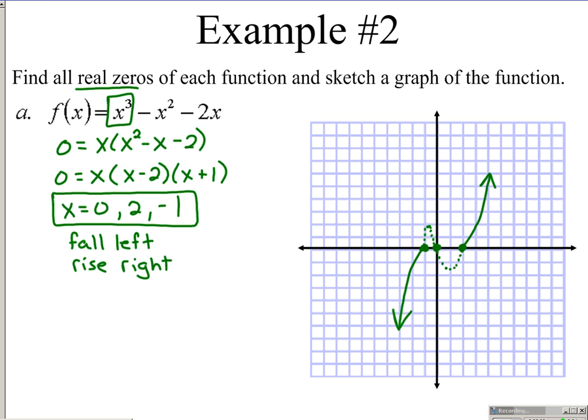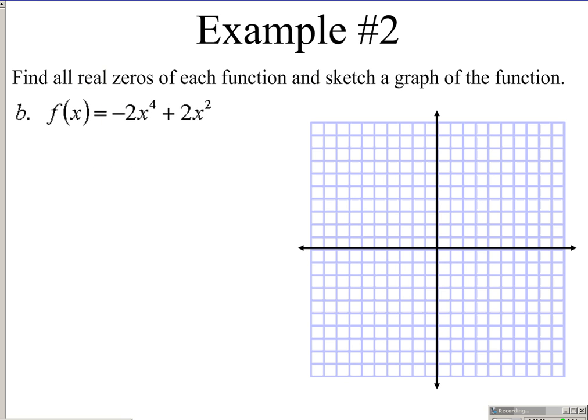So the only thing that isn't accurate here in our graph is the dotted portions in the middle. We know that this goes up here between negative 1 and 0. We don't know how high. We know it comes back down through 0, and we don't know how low it gets here between 0 and 2, but we know that that is going to be the general shape of our graph, and that's all that we are concerned about in this section.